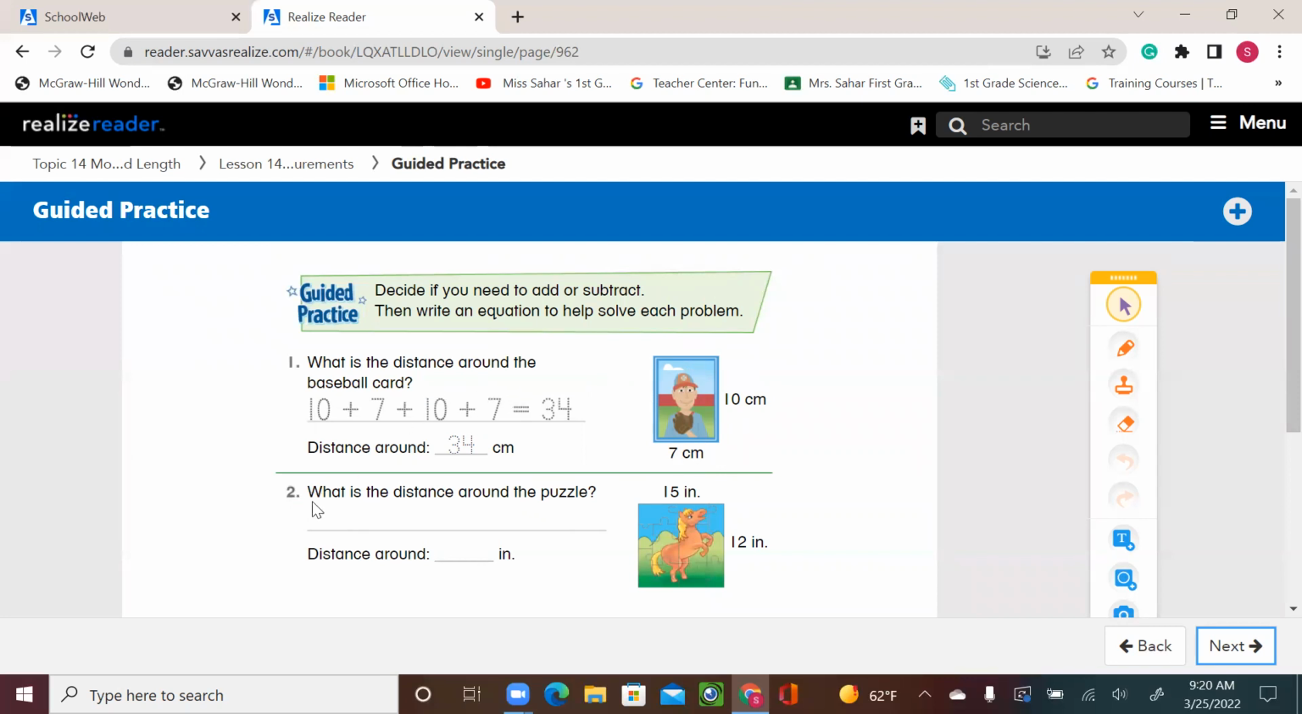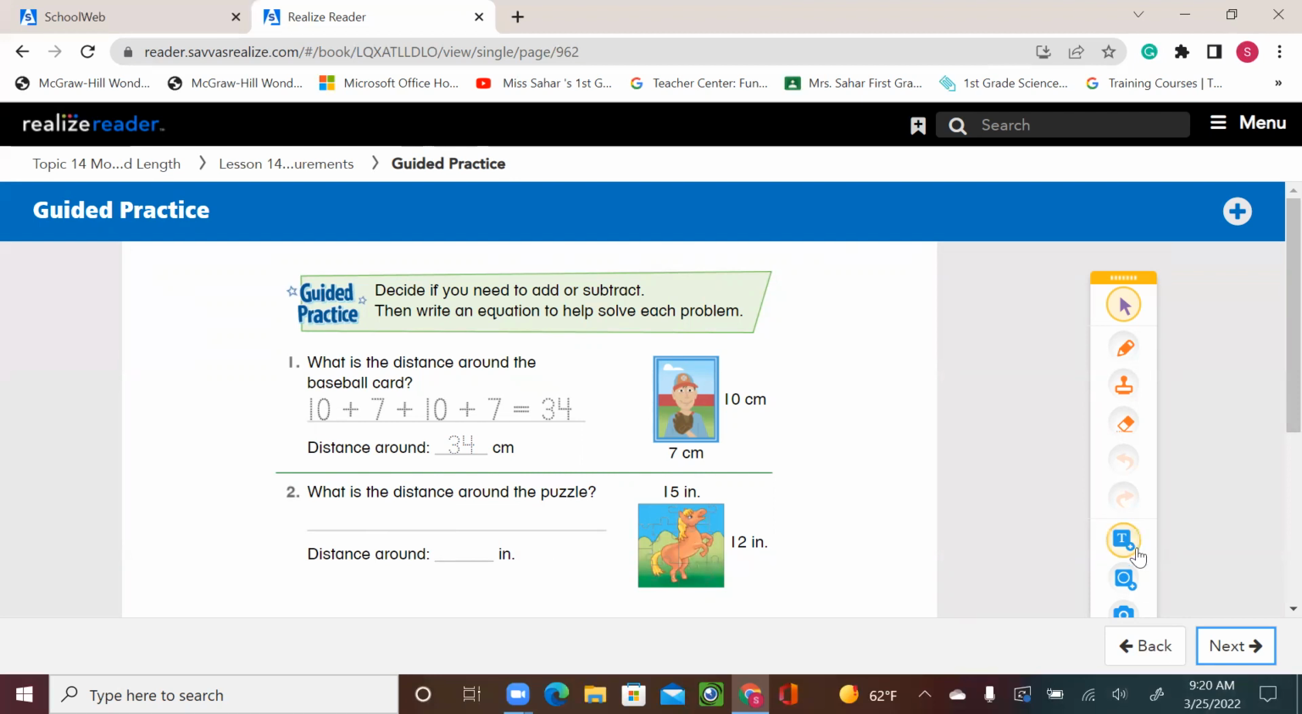All right, let's see the number 2. What is the distance around the puzzle? Again, this one is addition, as we see, and the measurement is done for you. So one side is 15 inches, the second side is 12 inches. That means I have 15 plus 15, adding the 2 sides facing each other with the same length, and the other 2 sides. So we're going to say 15 plus 15 plus 12 plus 12.